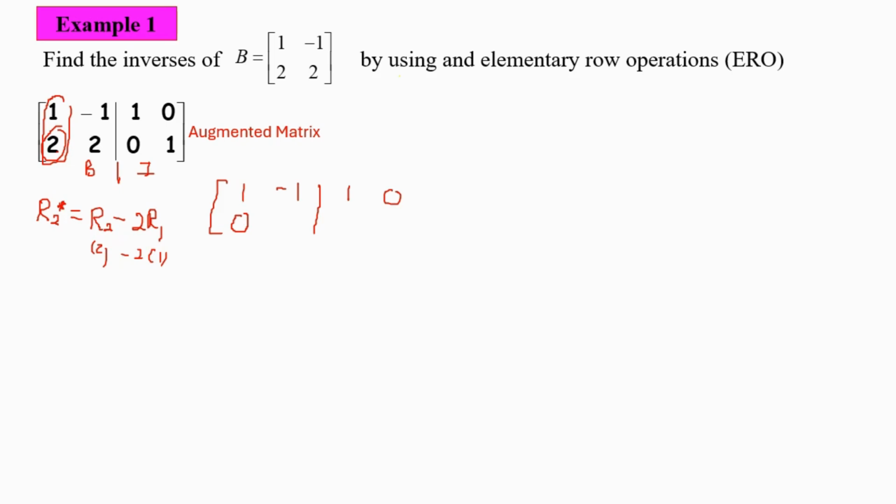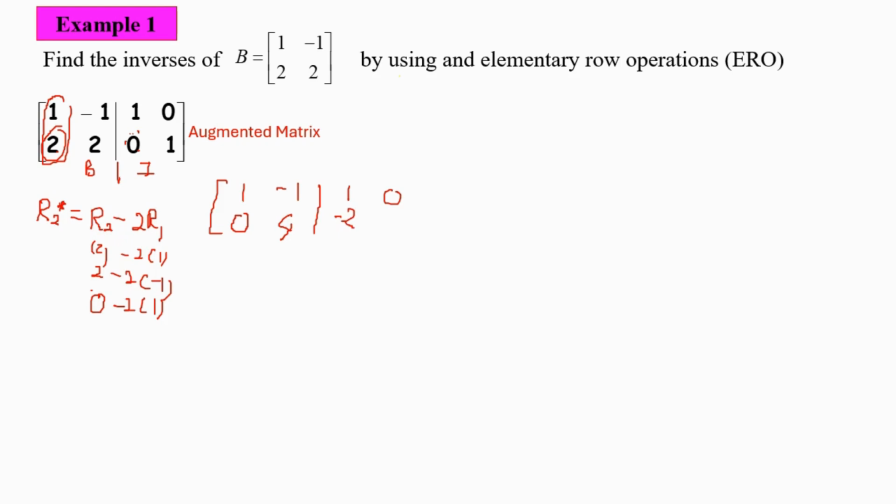I proceed to my next element. I have to do the ERO process for the whole row, so I repeat the same formula. I use my row 2 minus 2 times row 1. So 2 minus minus 2, so I'm going to get my 4. I proceed to this element using the same process. I have my row 2, which is 0, minus 2 times row 1. So I have my minus 2 here.